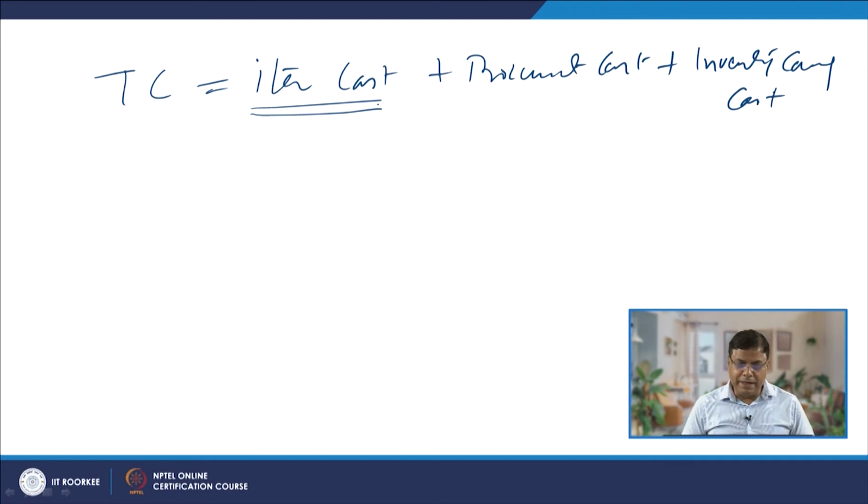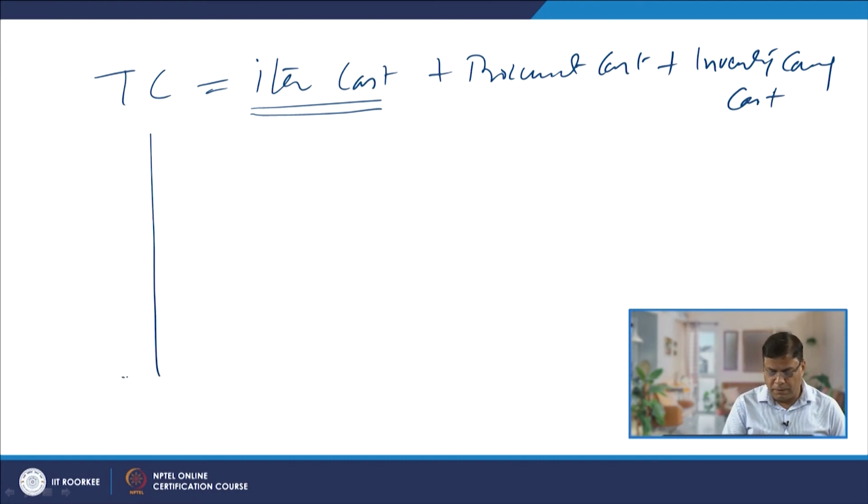But if we get the benefit of the lower price, if we place the order of the larger quantity, then the economic order quantity will also change. That is what we can realize from this simple plot.